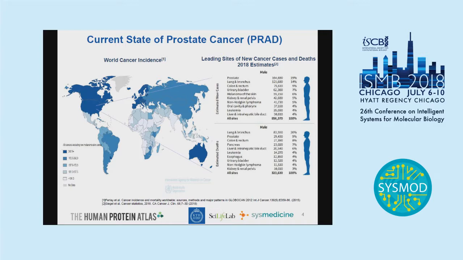So the current state of prostate cancer: we all know that cancer is a global health problem, as you can see on the left on the World Cancer Incidence Map. And the recent cancer statistics by the American Cancer Society reported that prostate cancer is the first leading site of the estimated new cases and second for the estimated deaths in 2018.